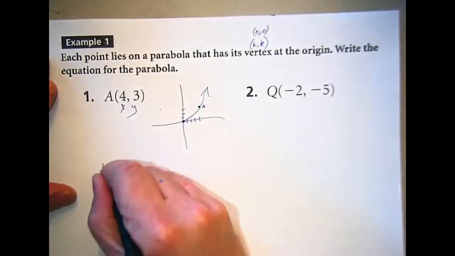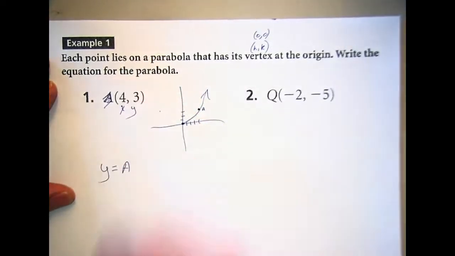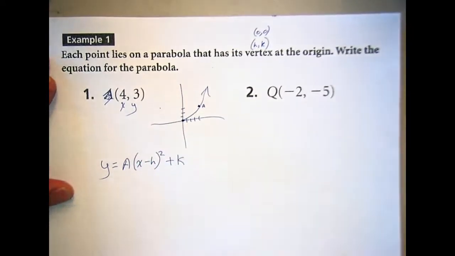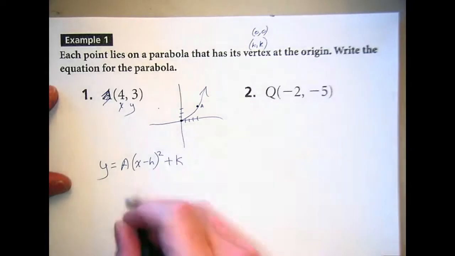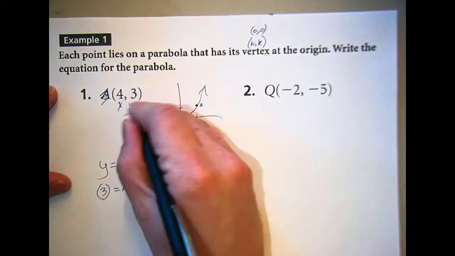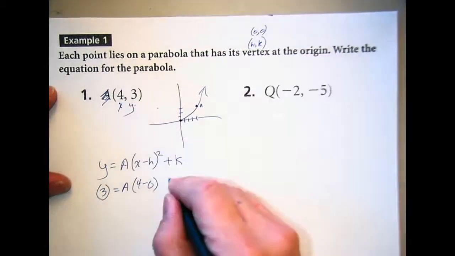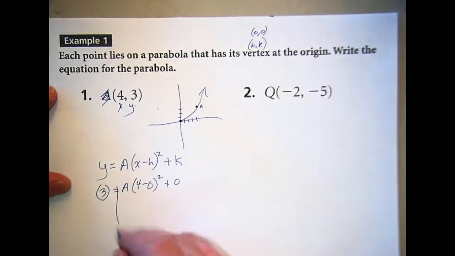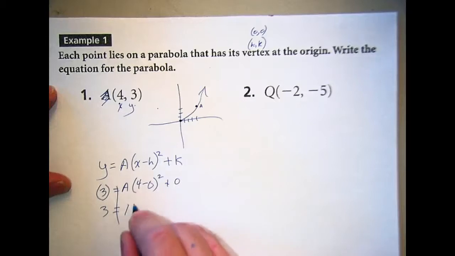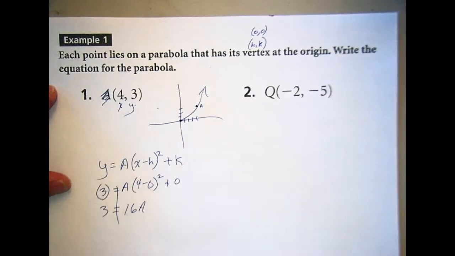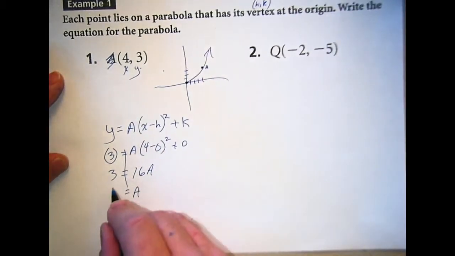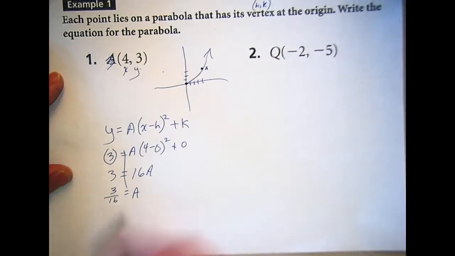Now, this A is not that A. It's probably a poor thing for them to put there. X minus H squared plus K. We could find A, though, by using HK and XY. If I put 3 in for Y, 4 for X, 0 in for H, and 0 in for K, I now have 3 equals 4 minus 0 is 4 squared, or 16. 16A plus nothing. What is A? 3/16. I mean, why wouldn't it be 3/16, right? It's kind of weird, but that's A.